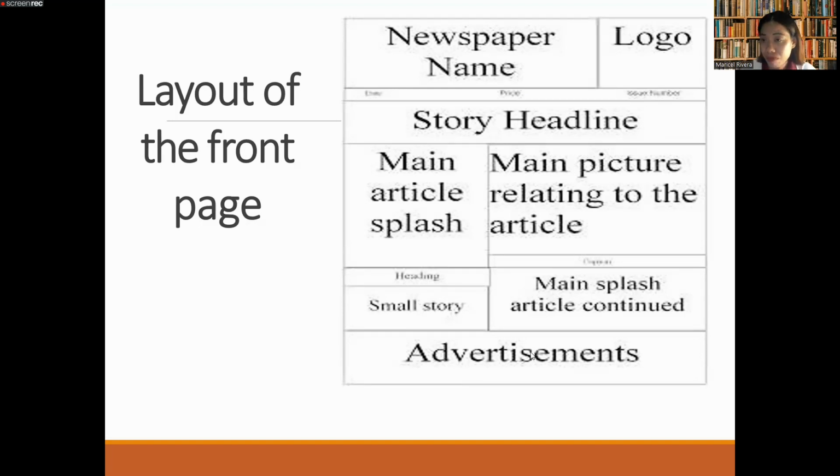And then lastly, below the front page of the newspaper is obviously the advertisement. So companies pay the newspaper company to advertise their products or their services and the likes. And you can find it here below, based on this layout here. And let's try to proceed.